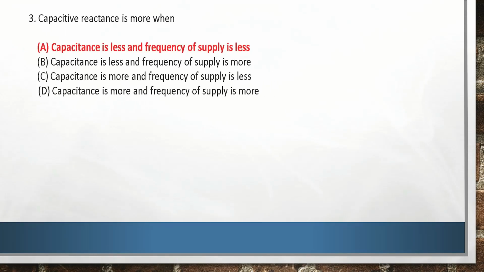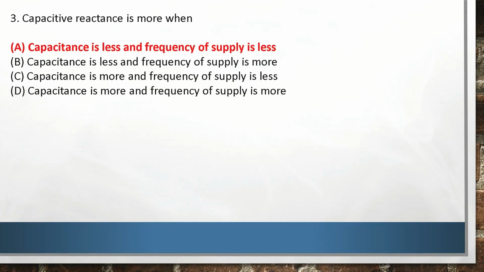Moving to third, capacitive reactance is more when, and the option is A capacitance is less and frequency of supply is less. Option B capacitance is less and frequency of supply is more. C capacitance is more and frequency of supply is less. D capacitance is more and frequency of supply is more. And the correct option is A capacitance is less and the frequency of supply is less.